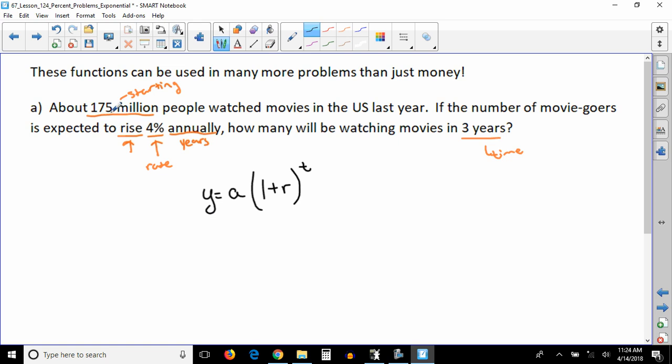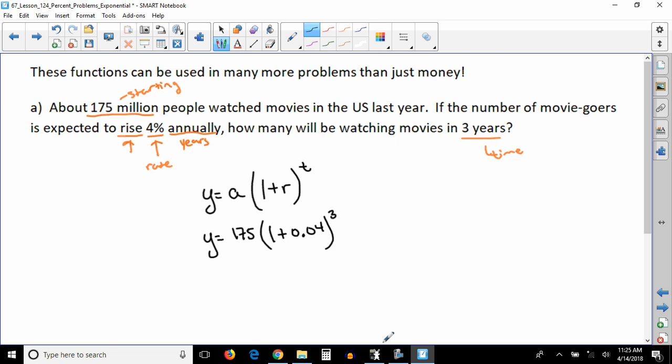Now, some people always go, Mr. Cole, what do I do with 175 million? Do I need to make that like 175 with all the zeros after it? The answer is no. You don't have to. It's just when you get done, you have to put the word million behind whatever you're dealing with. So in this case, we'll do y equals 175, and we'll do the 1 plus 4%. Don't put that in as a percentage. Put it in as a decimal. And then put the 3 as the exponent.